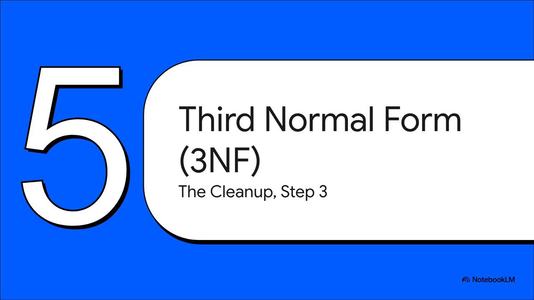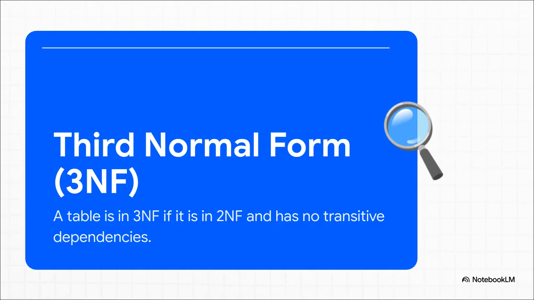Our data is looking way cleaner, but there's just one more common type of redundancy we need to stamp out. This final step in our core process deals with an even more subtle kind of dependency. Okay, for a table to be in third normal form, or 3NF, it first has to be in 2NF. The new rule is this: no transitive dependencies. This happens when a column that isn't the primary key determines another column that also isn't the primary key. Think of it like a chain reaction. The primary key determines column A, and then column A determines column B. That indirect link is what we need to break.